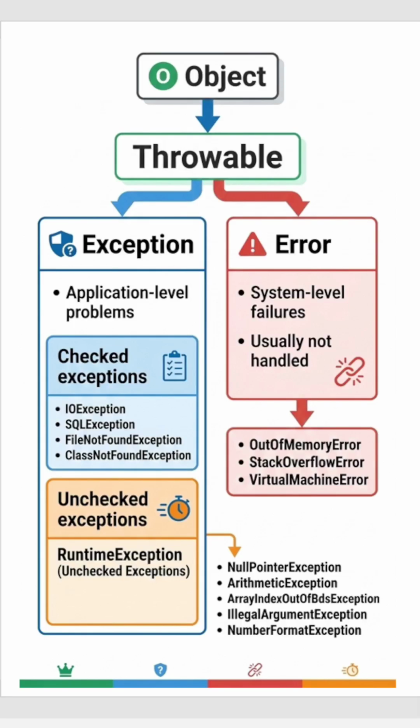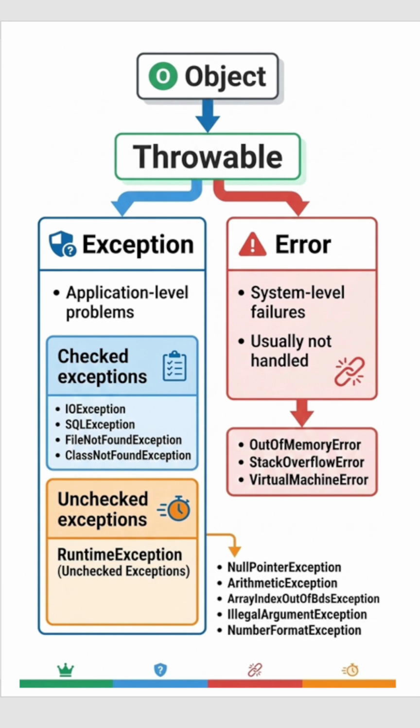Do you know that exception and error are two different things in Java? They are not the same. Exceptions are any runtime event that hinders the normal flow of a program, whereas errors are system level failures. Exceptions can be caught and handled, but errors are not.